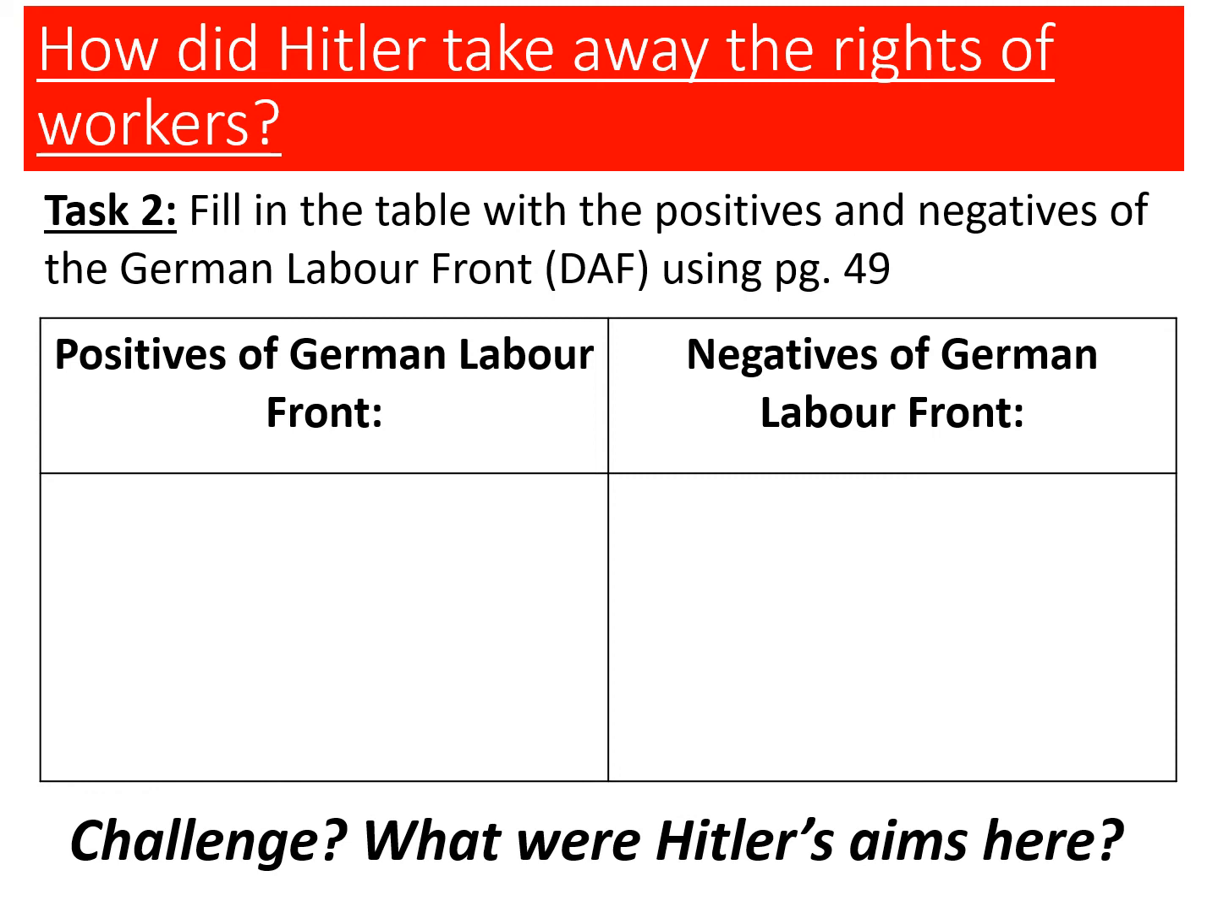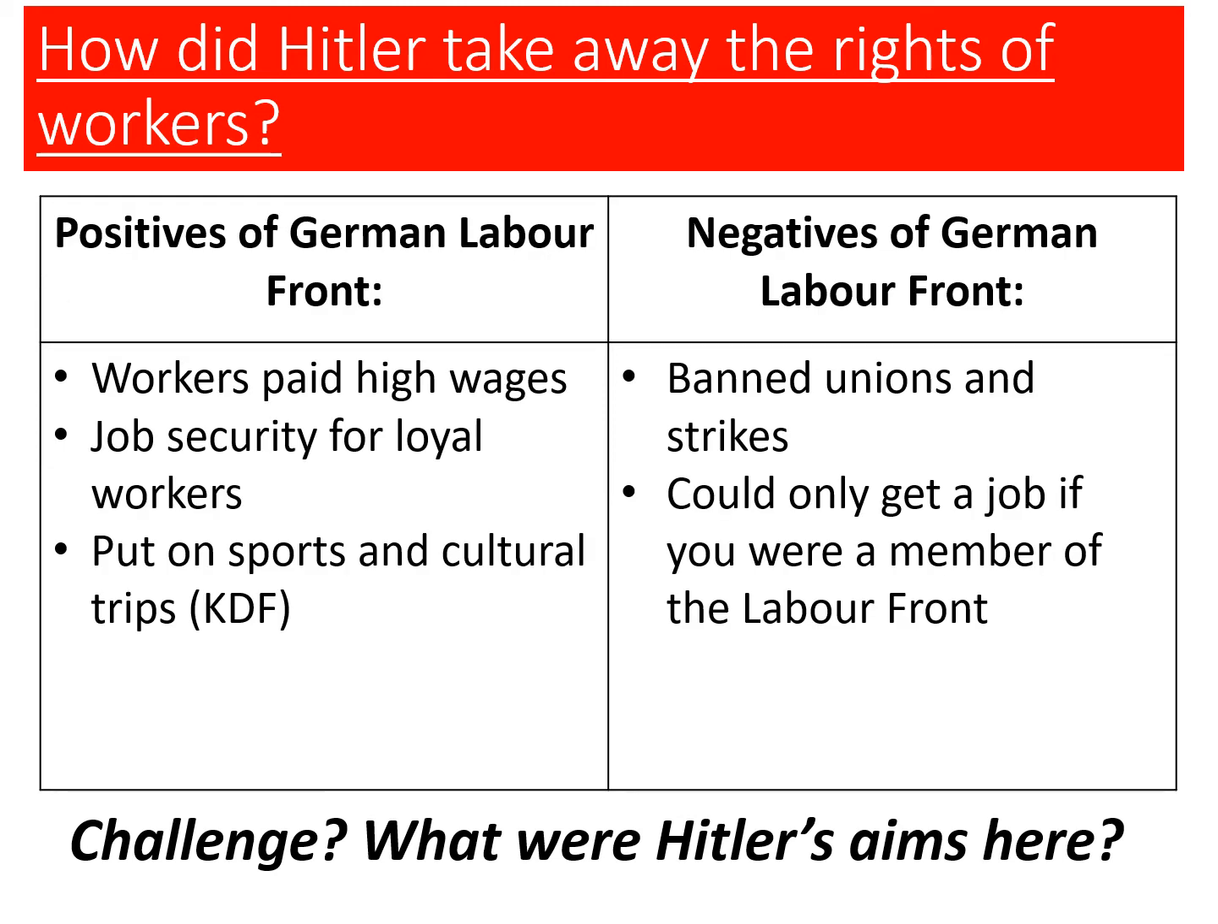Okay, right, so in 1933, the Nazis banned all trade unions and replaced them with the German Labour Front. The German Labour Front became the largest organisation in Germany. It had 22 million members by 1939. So this is essentially, if you're a worker in Germany, the group that represents you. So what was good about the German Labour Front? They actually made sure that workers were paid high wages, so that was pretty good. They made sure that your job was secure.